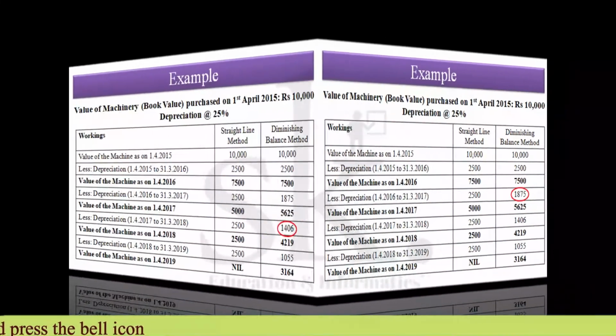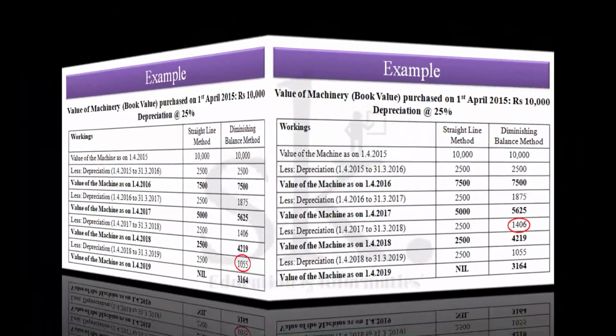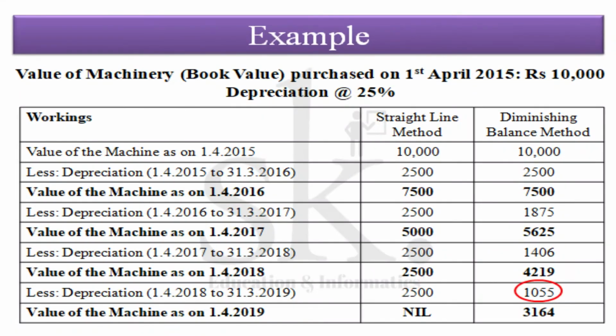5,625. For the next year, that is from 1/4/2017 to 31st of March 2018, depreciation will be calculated on 5,625 at the rate of 25%, which comes to a figure of 1,406 as the depreciation. Therefore, WDV is 4,219 as on 1/4/2018. For the next year, again, the depreciation is calculated on 4,219 at the rate of 25%, and therefore the depreciation amount is 1,055.